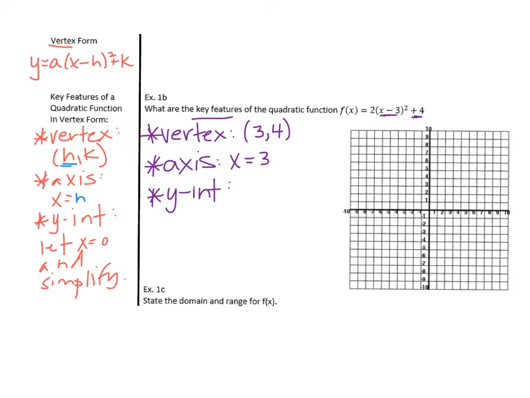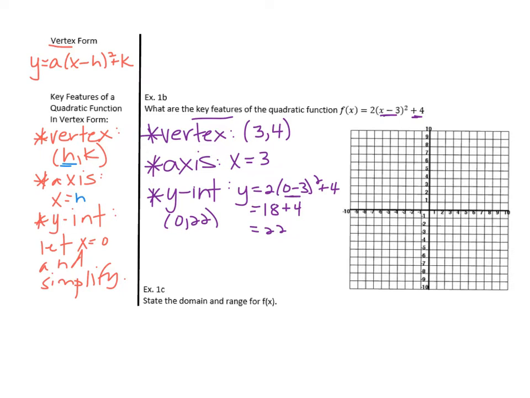If we want to find the y-intercept, we're going to plug in 0 for x. We get 2 times 0 minus 3 squared plus 4. Well, 0 minus 3 is negative 3, but negative 3 squared is 9. 2 times 9 is 18, and 18 plus 4 is 22. So the y-intercept is (0, 22). But that's pretty big. That really won't give us a lot of useful information.